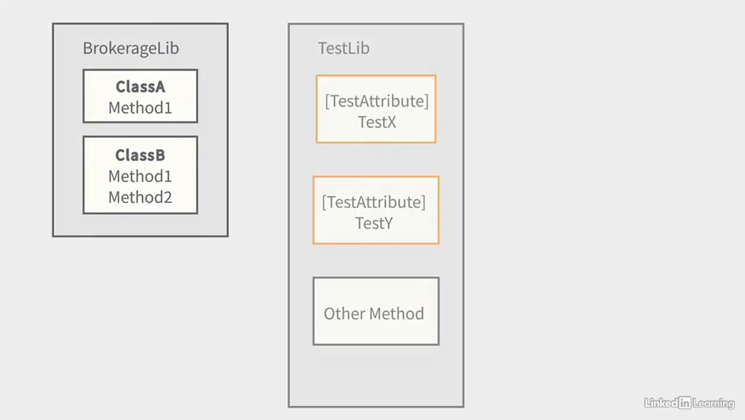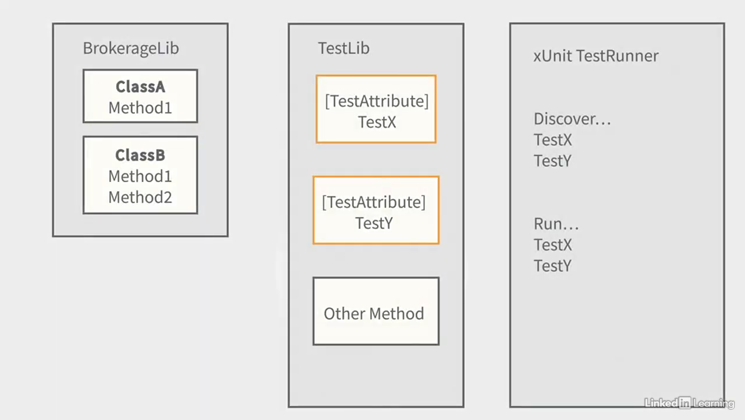How does the test runner know what methods to call in the test lib? Most test frameworks have a way to mark the methods that contain tests. In .NET, this is done with a custom attribute. The test runner examines all the classes in the test project and finds the designated test methods. Once it has the list, it runs the methods, gathers the results, and outputs the results so that we can verify the test passed or drill deeper to see what tests failed.